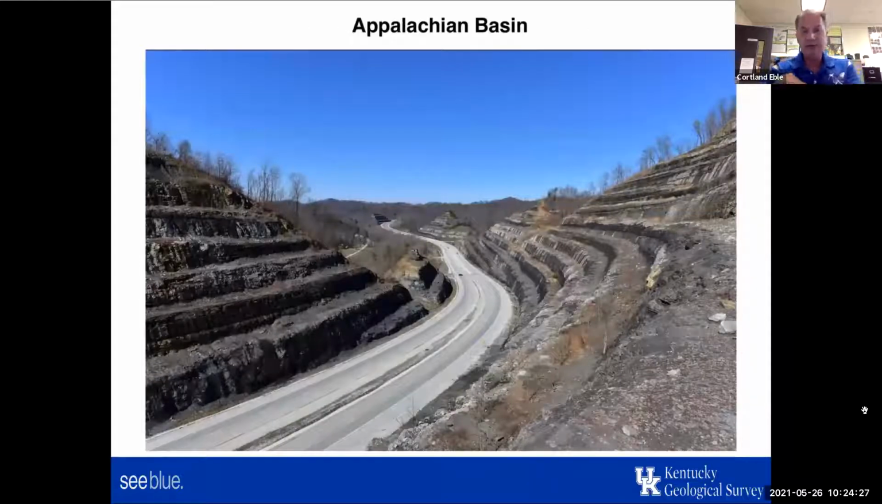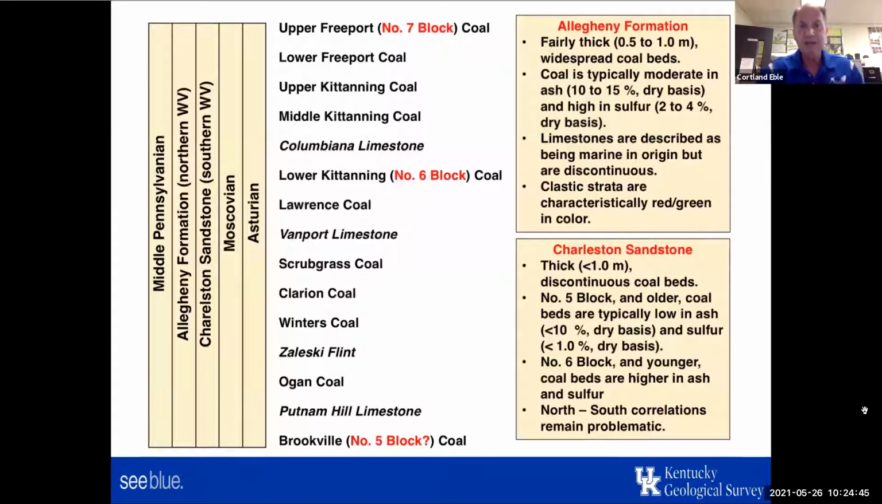Now, over in the Appalachian Basin, we do have a great deal of topography, which affords us road cut exposures like this one. And so we don't have to rely on drill core nearly as much, so we can take pretty pictures like this. Next slide. I'm going to talk about, we're going to start in the Allegheny. At the top, we have the upper Freeport coal, and then at the bottom, the Brookville coal.